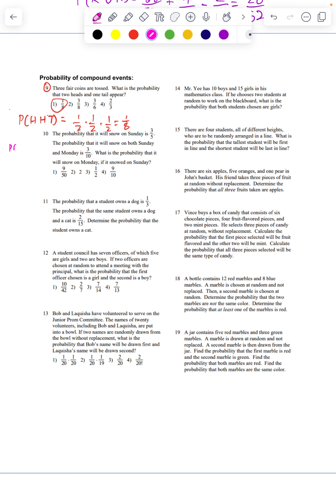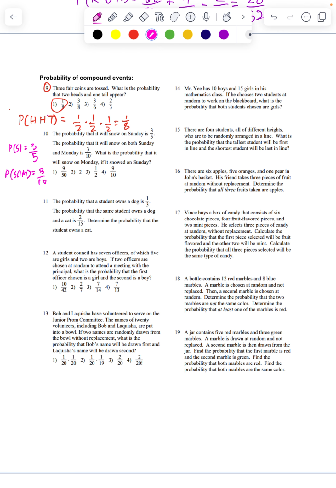Now let's take a look at something a little more complex, which is dealing with intersections. Number 10. The probability that it will snow on Sunday is 3 out of 5. So P of S equals 3 out of 5. The probability that it will snow on both Sunday and Monday is 3 out of 10. Remember the word and, so that means intersection. S intersection M is 3 out of 10. All right, so let's take that into consideration.